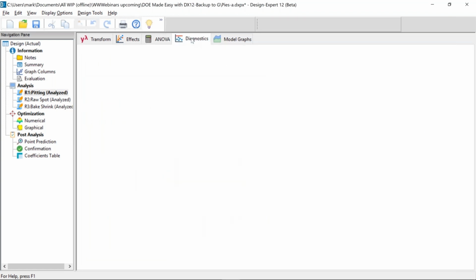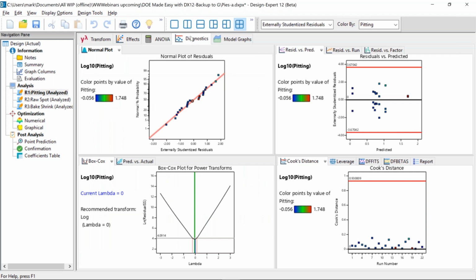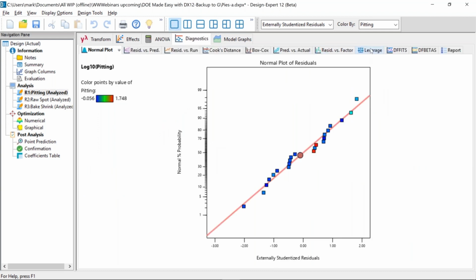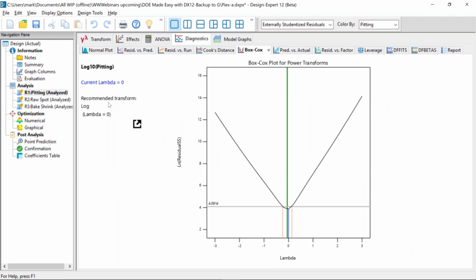Now in the diagnostics, there's some things we can look at. I can't go through all the things that are here, but one thing I want to point out is that this diagnostic called Box-Cox is where we see that it does recommend that log will give us fewer residuals from our model. In other words, it'll fit stronger.